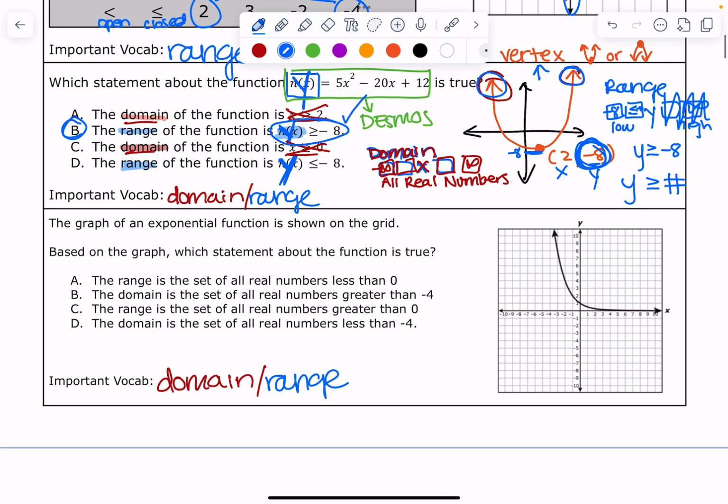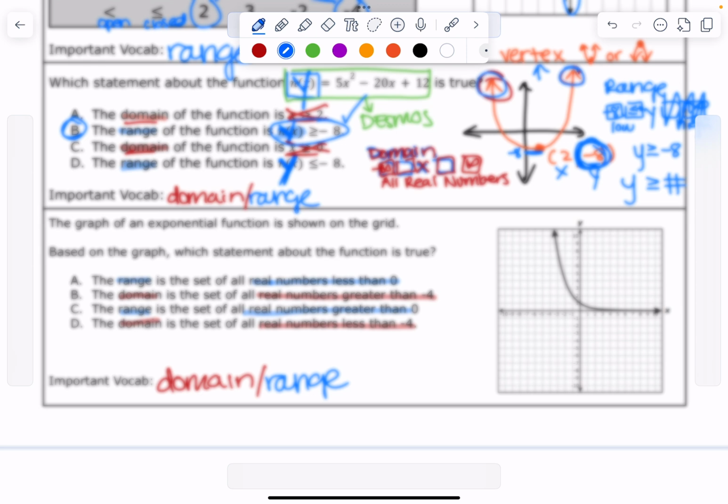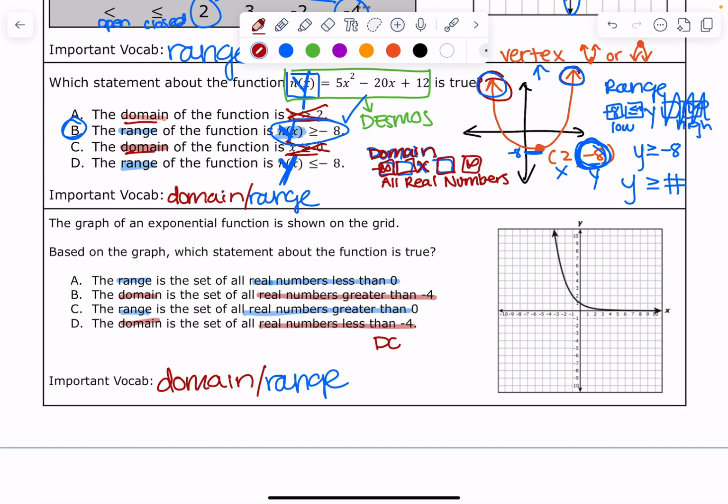So if I find domain first, we're going to look at all the domain answers. All real numbers greater than -4, all real numbers less than -4, and then range, all real numbers less than 0, all real numbers greater than 0. If I'm looking at just my domain, we have an arrow going left and an arrow going right, which means all real numbers. It would be the same process that we just did.